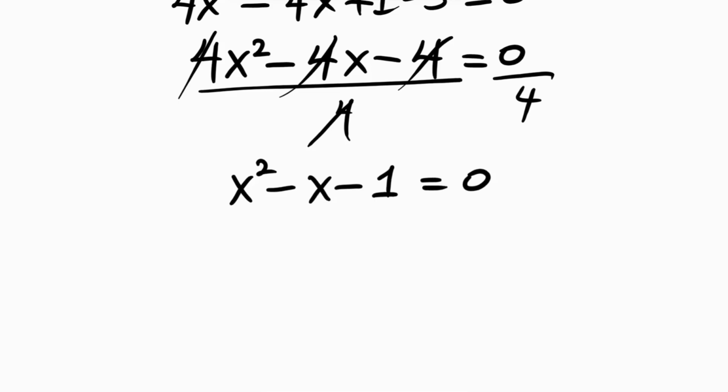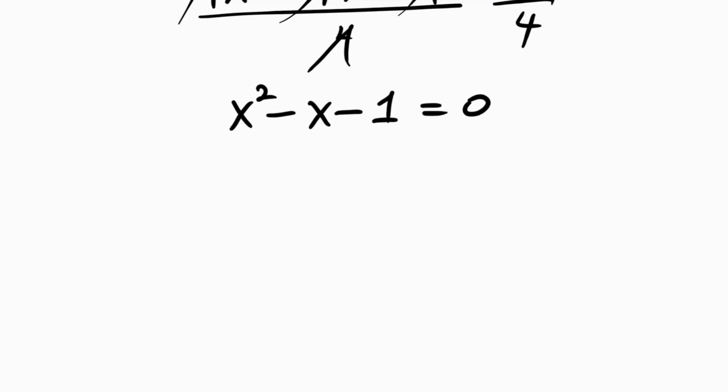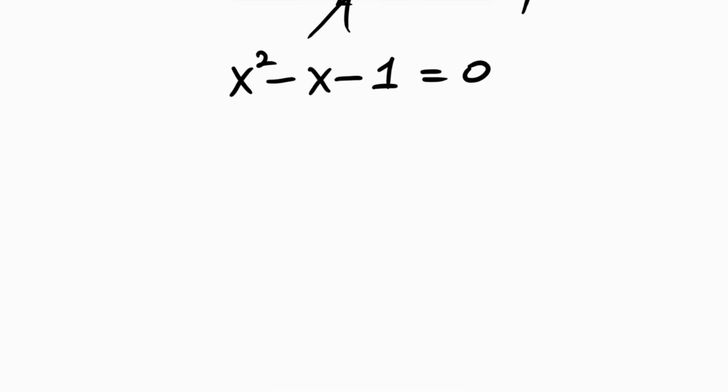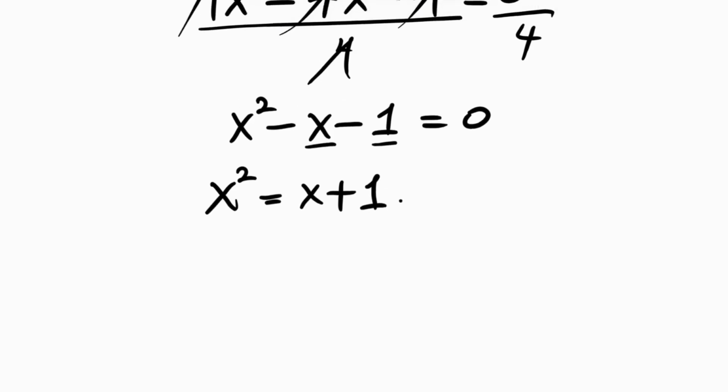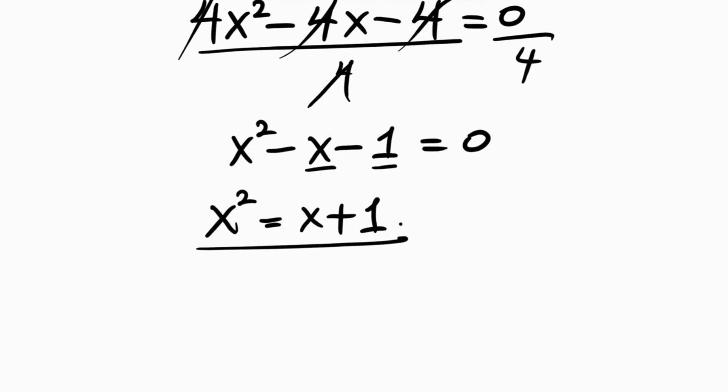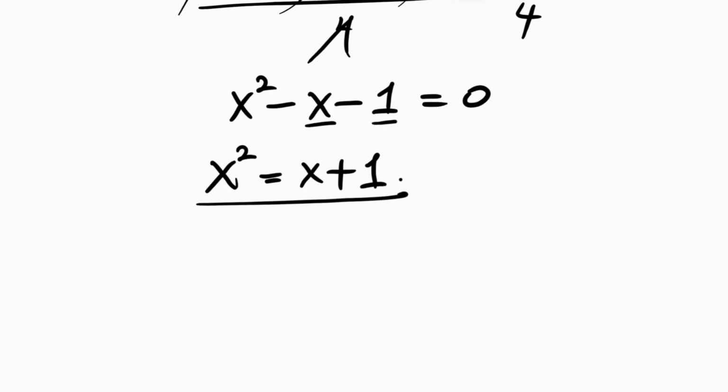If you like, you can just collect the like terms, which is 4 into brackets x squared minus x minus 1, divided by 4, and then you can still cancel out. All right, so now we have x squared minus x minus 1 equals 0. So now if we move x and minus 1 to the right hand side, we have x plus 1. So now x squared is equal to x plus 1.